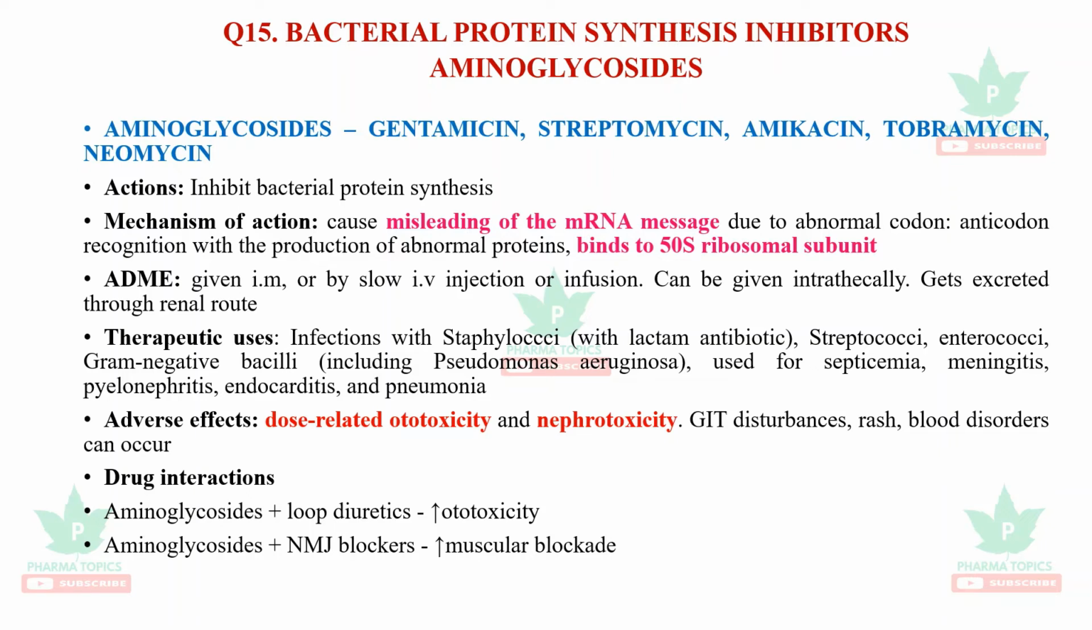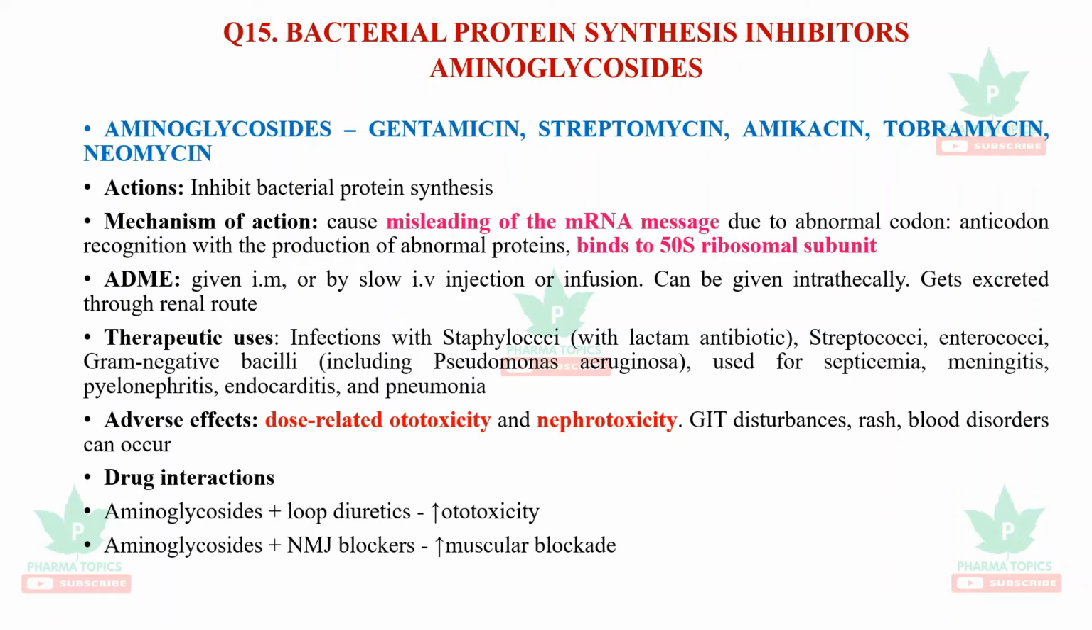They cause misreading of the mRNA message due to abnormal codon-anticodon recognition with the production of abnormal proteins by binding to 50S ribosomal subunit of the microbes. They can be given intramuscularly or by slow intravenous injection or infusion. They can be given intrathecally also. They get excreted through the renal route. It is useful in infections with staphylococci, along with the beta-lactam antibiotics, streptococci, enterococci, septicemia, meningitis, endocarditis, and pneumonia.